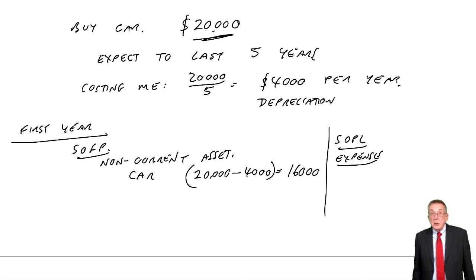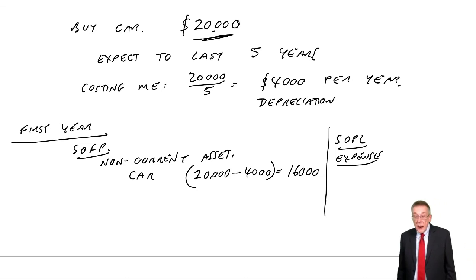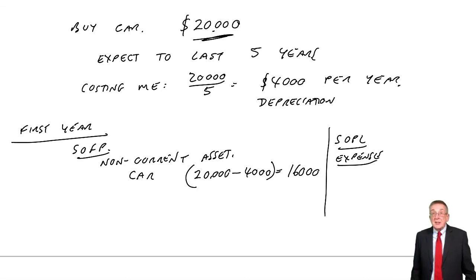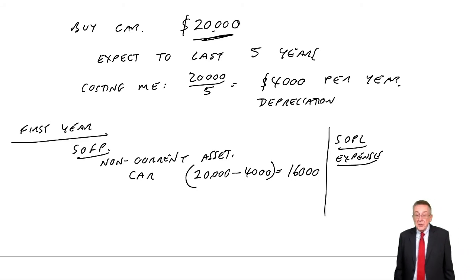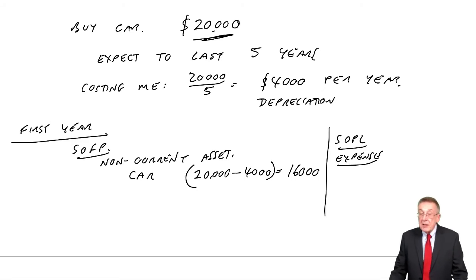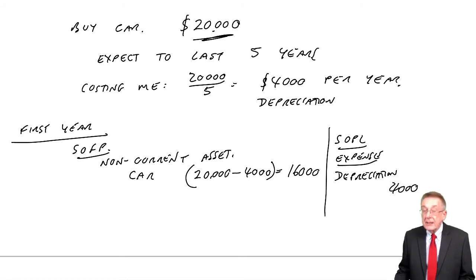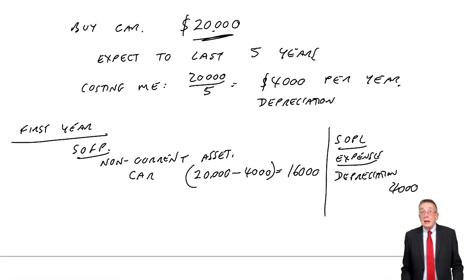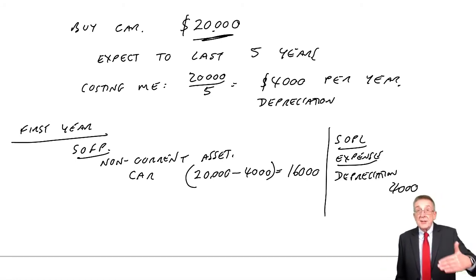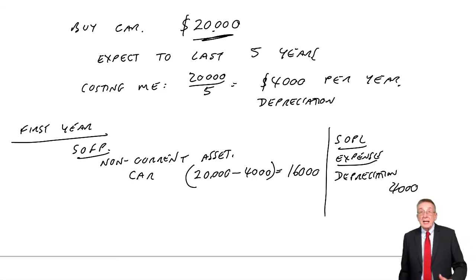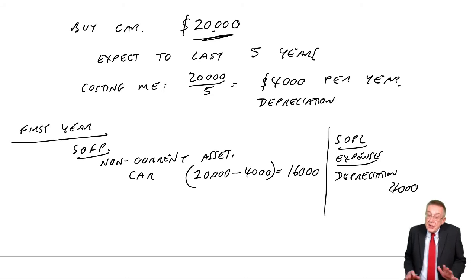I'll say, well, I've been using this car for a year. I'll show you where it came from. It's costing me 4,000 each year to use it. And so under my expenses, I'll have depreciation, 4,000. As you'll see later, this is only introductory, but with all our other expenses, we'll have all our normal expenses, rent, telephone, electricity, we'll have this depreciation, the cost of using the car for a year.